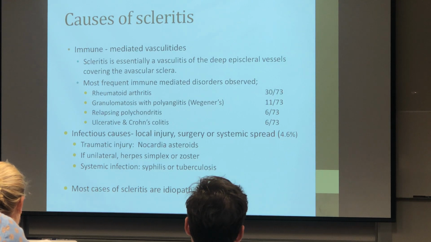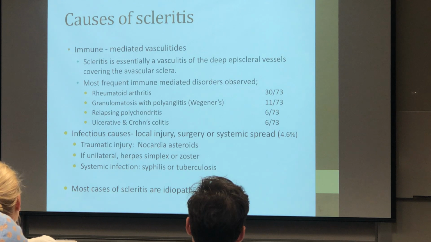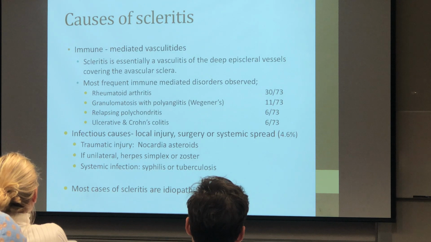Infectious causes should always be considered. The typical story is someone working out in the field, they get a branch in their eye, or some plant material scratches their eye. And you have to consider infections like Nocardia, that branching bacteria.